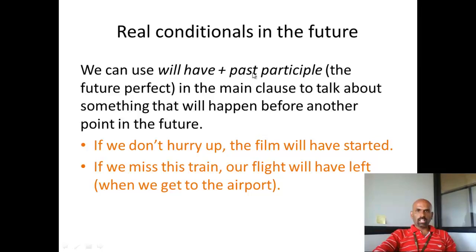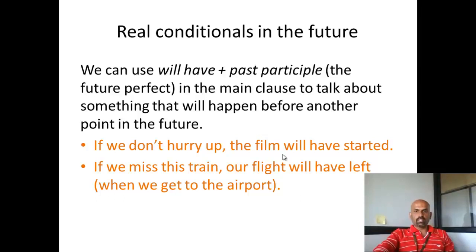We can use will have plus past participle in the main clause to talk about something that will happen before another point in the future. If it happens before another point in the future, you can use will have plus past participle. If you don't hurry up, the film will have started. That is, the film will start is one point, and before that, we will have started. We are talking about two future things. That time you can use that.